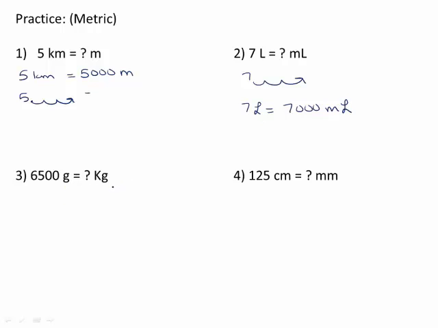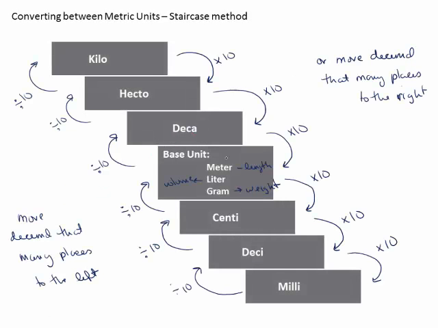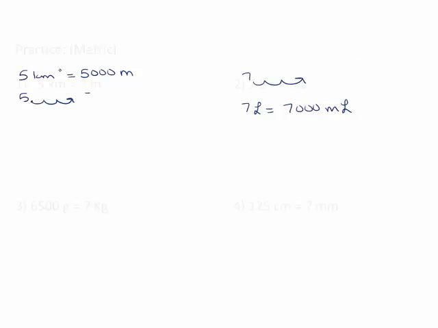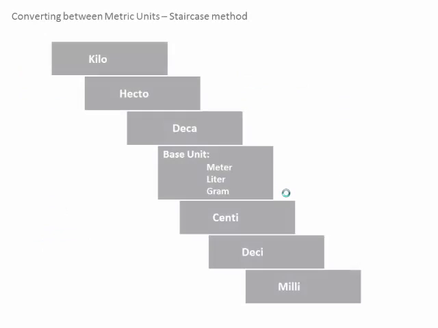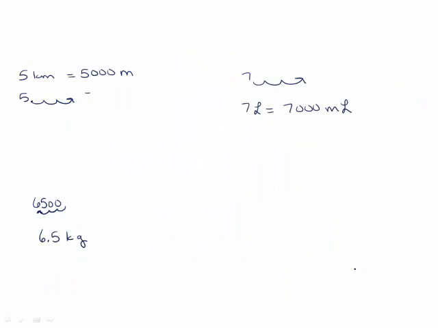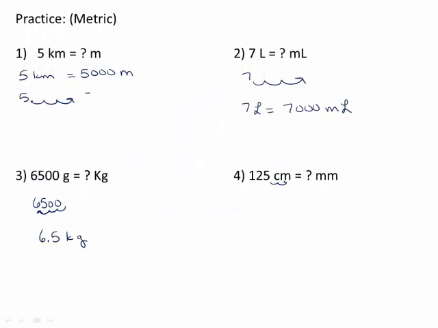If I'm going from grams to kilograms, I'm going up the staircase. I'm starting here at grams, which is the base unit. So I'm going 1, 2, 3 spaces up. So I'm going to take my 6,500, I'm going to go 1, 2, 3 spaces backwards. So I'm going to have 6.5 kilograms. From centimeters to millimeters, I'm going 1, 2 stairs down. So 1, 2 places over. So 12,500 millimeters.